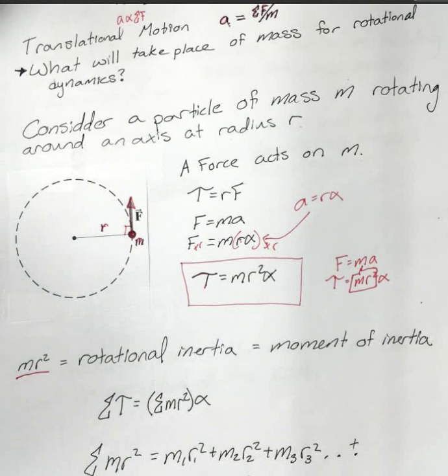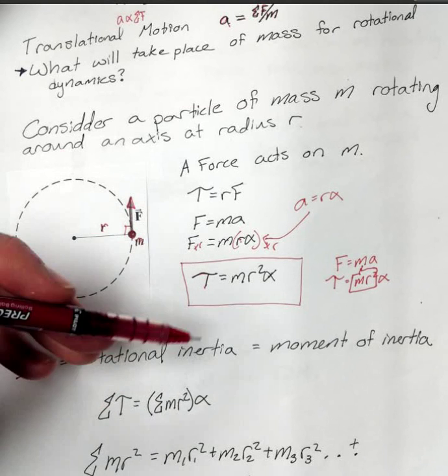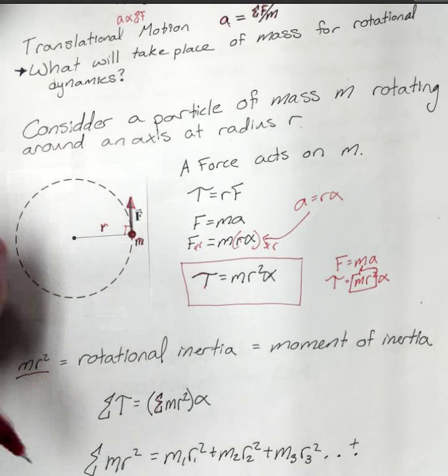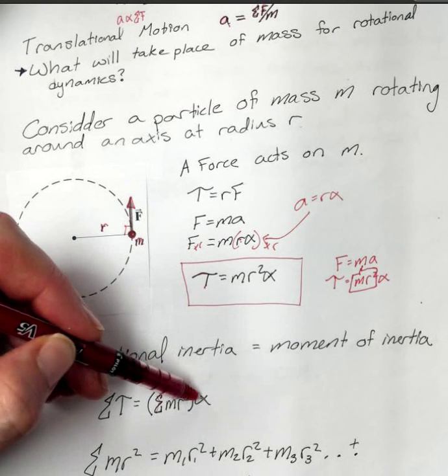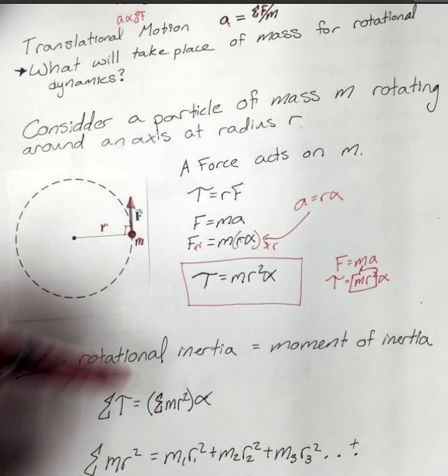So let's say you have more than one particle, right? Or you have more than one force. Well, then you would look at the net torque. And the net torque would be made up of the net value, mr squared, for all of the particles, times the rotational acceleration. And we know for a rigid object, the rotational acceleration is the same everywhere.